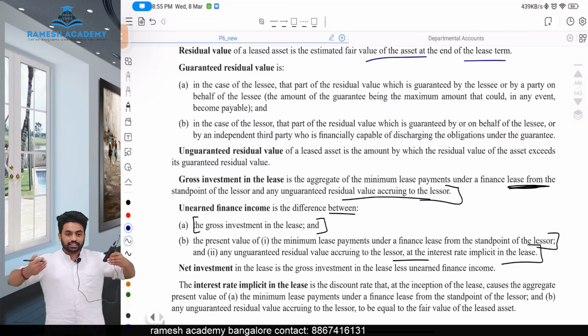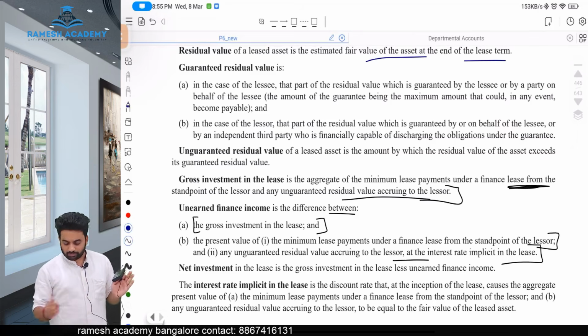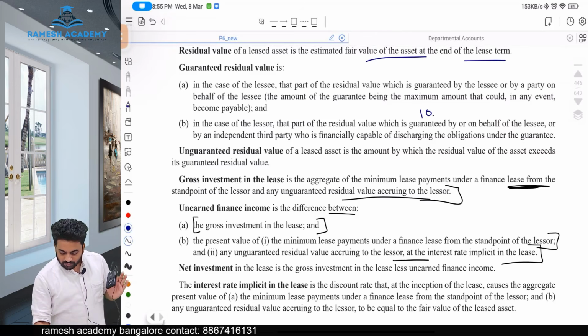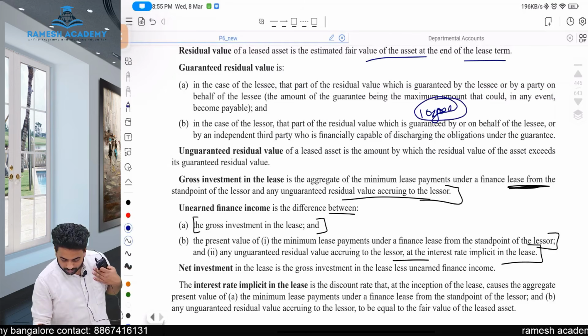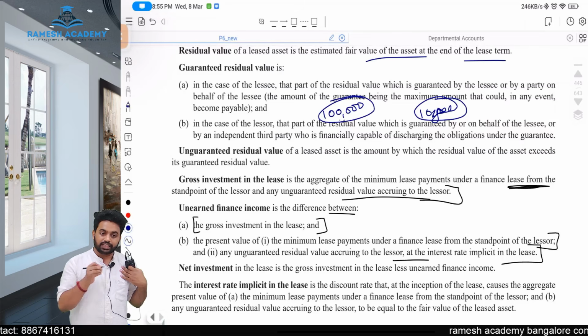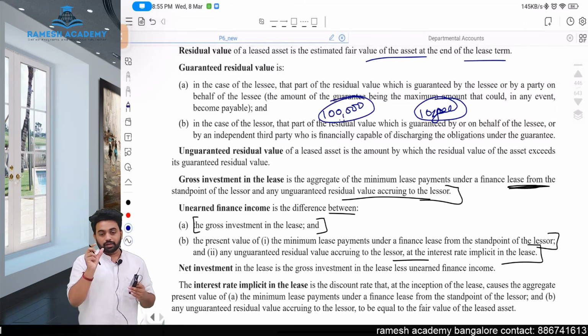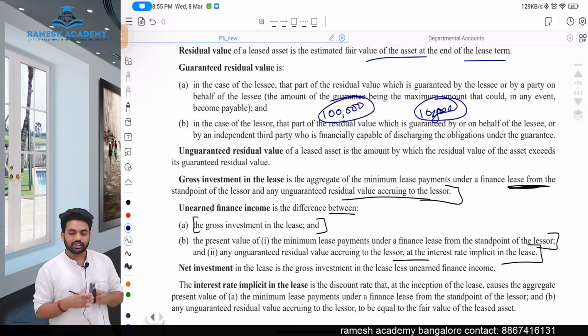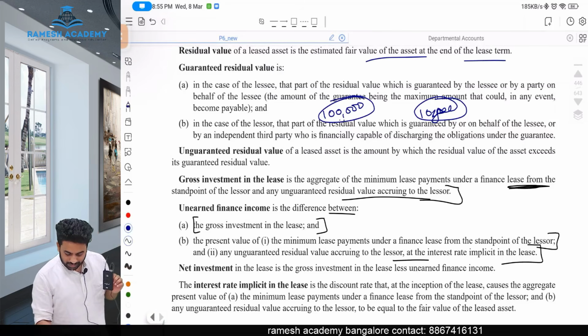If your lessee says, boss, at the end of my lease term, for example after 10 years, if anyone is not ready to buy, I am going to buy it at rupees 1 lakh, minimum 1 lakh. If anyone buys it for 80,000, the remaining 20,000 I am going to contribute to you. That minimum guarantee which the lessee, or someone else on behalf of the lessee, will give is called guaranteed residual value.